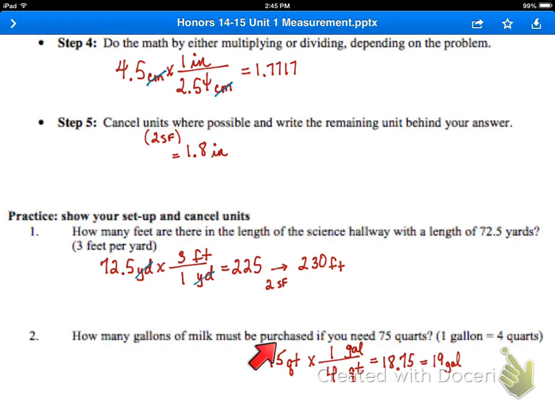How many gallons of milk are purchased if you need 75 quarts? 1 gallon is equal to 4 quarts. So 75 is what we're starting with, times quarts is going to be on the bottom because quarts has to cancel the unit. Gallons is on top. 1 gallon is equal to 4 quarts. 4 is on the bottom. We divide by 4, 18.75. Because we only have 2 sig figs in 75, we should have 2 sig figs in our answer, which is 19, and that's gallons.